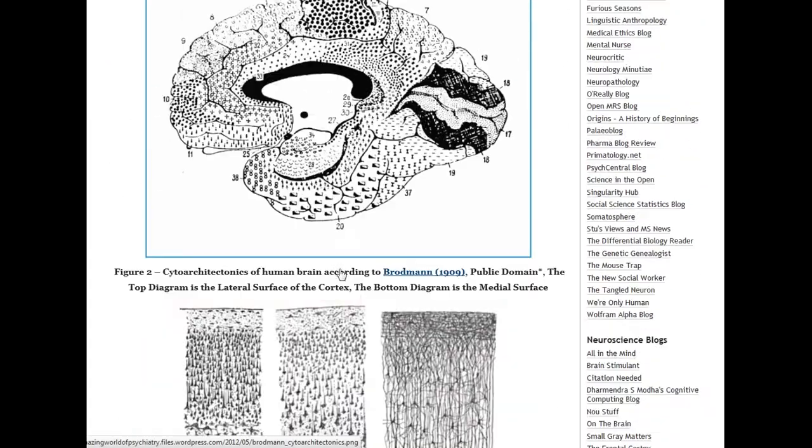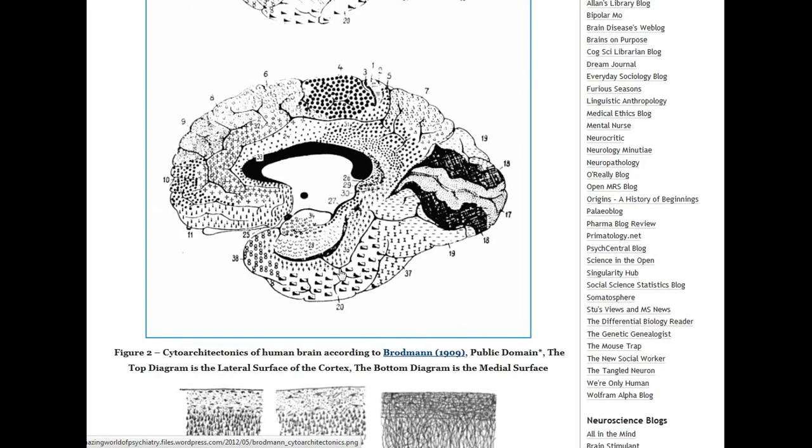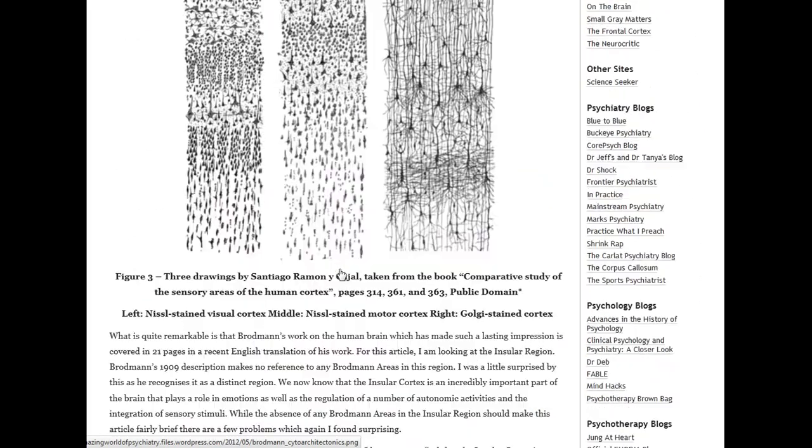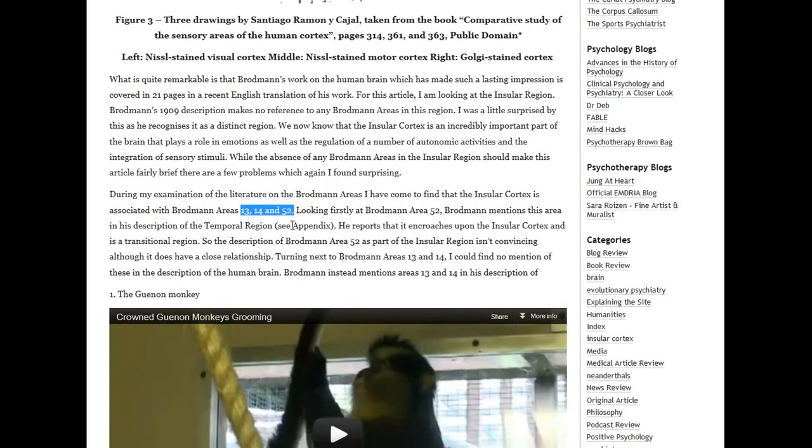Now, the only problem is, and you'll see this in more detail when you look at the post, Brodmann doesn't actually describe the insular region or insular cortex in terms of Brodmann areas. There are three that are associated with it: 13, 14 and 52. If we go to 52, he has described that in the temporal region.